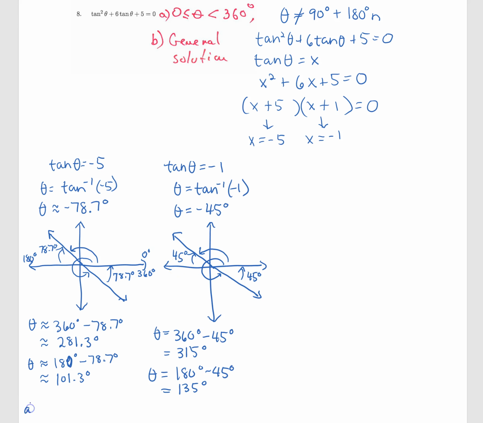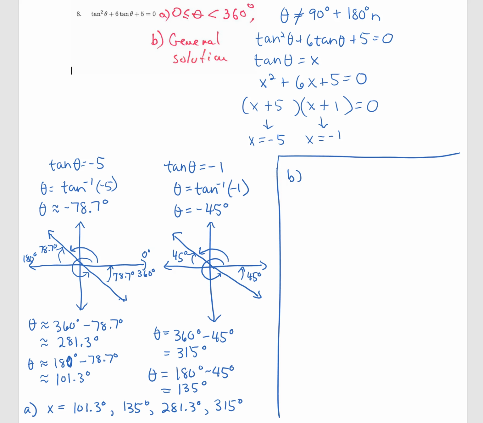So for part A, we can say that x is equal to 101.3 degrees, 135 degrees, 281.3 degrees, 315 degrees. That's just taking all these values and putting them together. For part B, I'm just going to separate this off a little bit. What we want is a general solution that works for all possible values of theta, not just within this range.